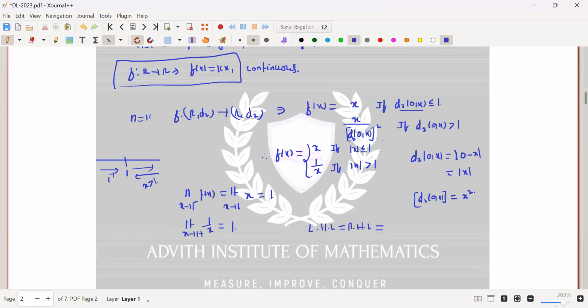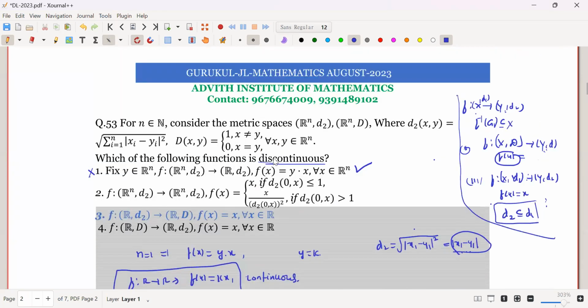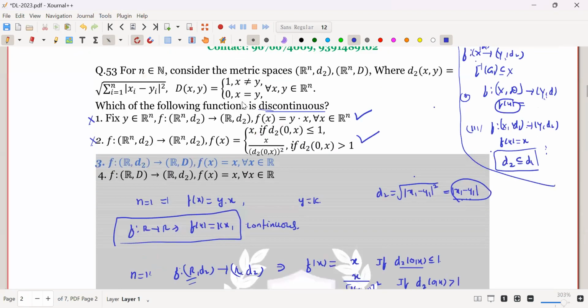And where does it take the functional value, sir? Here mod x is equal to 1. When x is equal to 1, it becomes x, therefore 1, which is equal to f of 1. So left limit, right limit and functional value, all three are the same. Therefore the given function is continuous on the whole space. So it is true for n is equal to 1, therefore it is true for any other elements also. So this one is also continuous. Since discontinuous was asked, it is the wrong option. Right, sir? What is the next one?